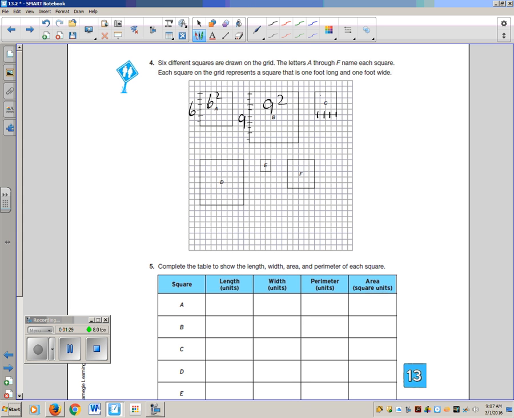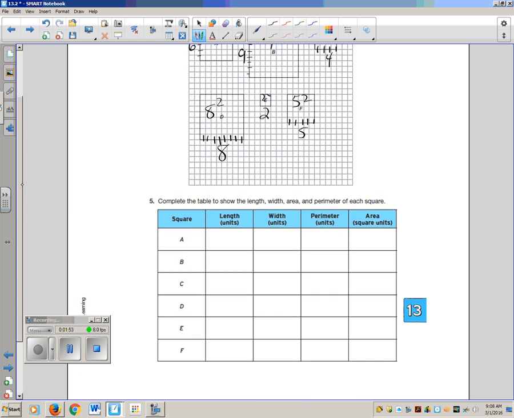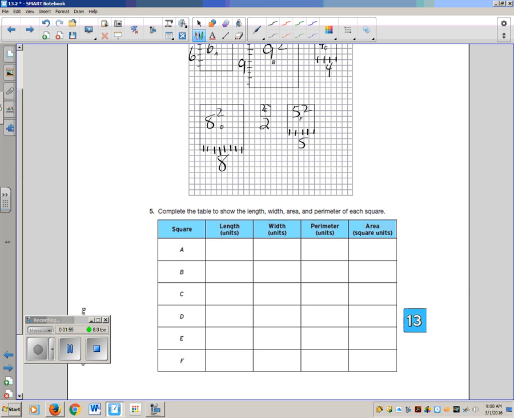1, 2, 3, 4. 4 squared. Length is 4. 1, 2, 3, 4, 5, 6, 7, 8. 8 squared. Side length is 8. This is like 2 right. That's 2. 2 squared. 1, 2, 3, 4, 5. That's 5. And 5 squared. Why did I write the 5 squared on the inside? Because that's the area. Transfer your answers down here.